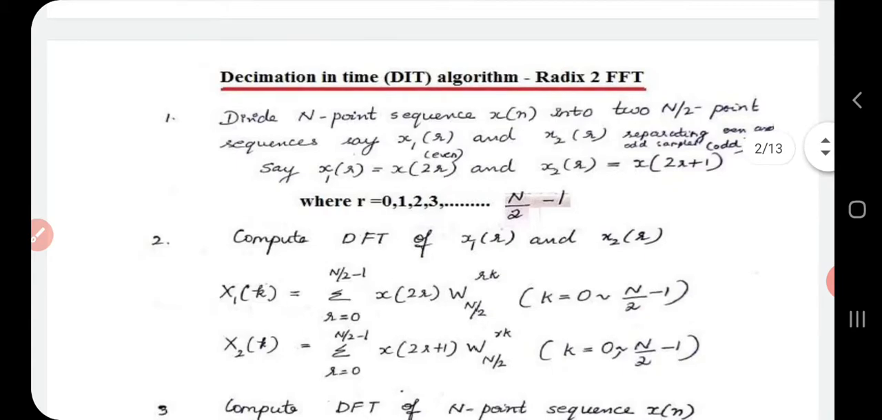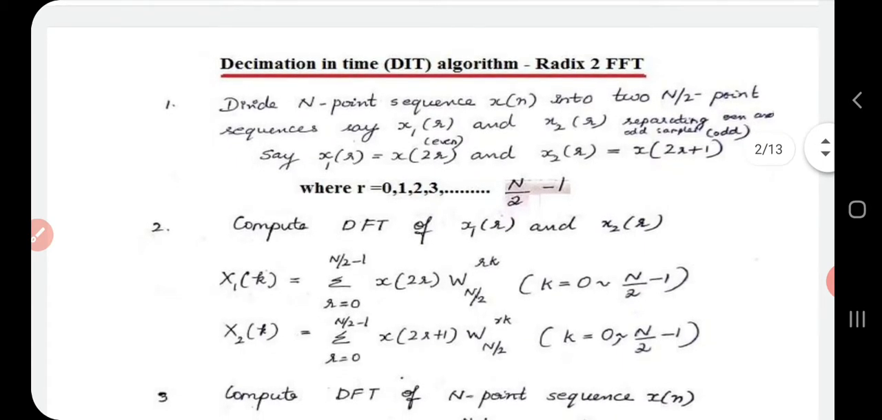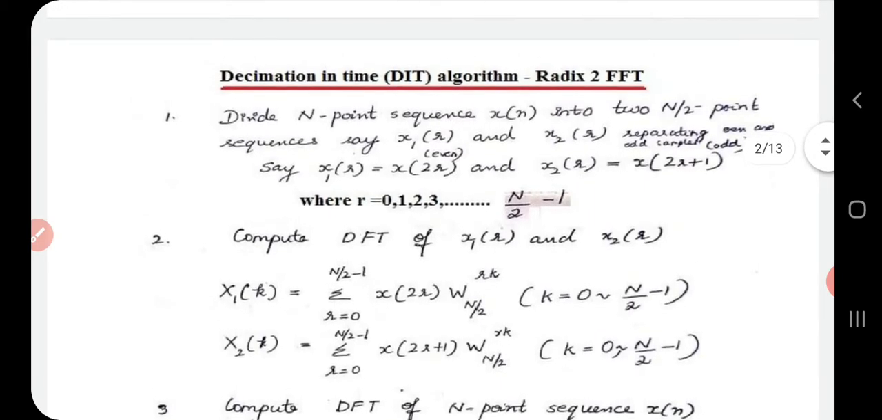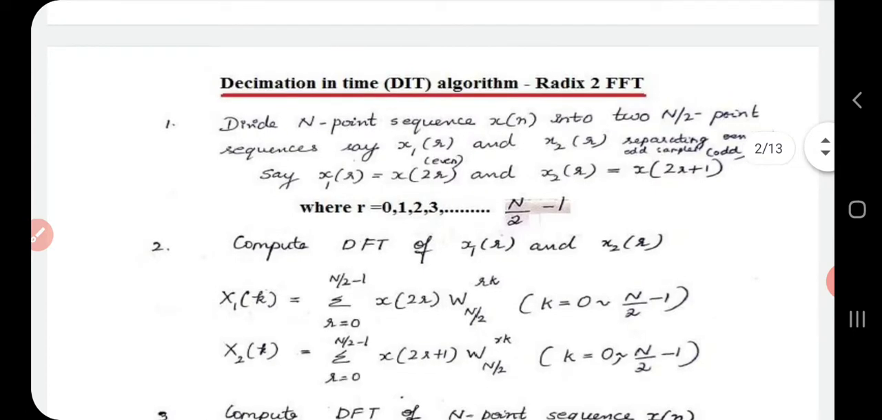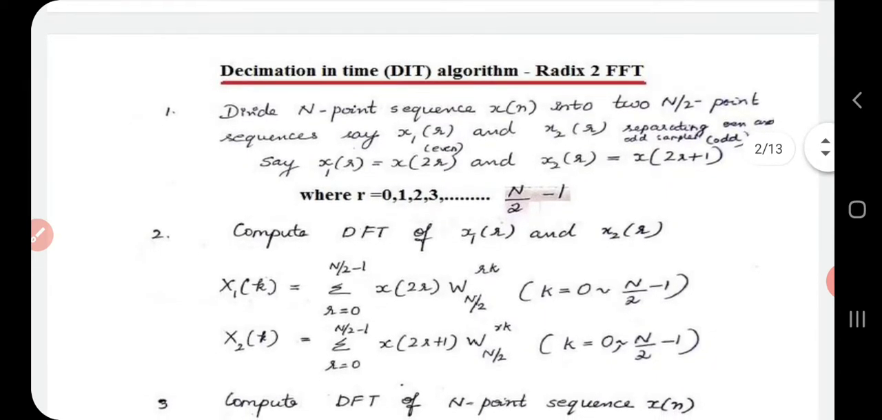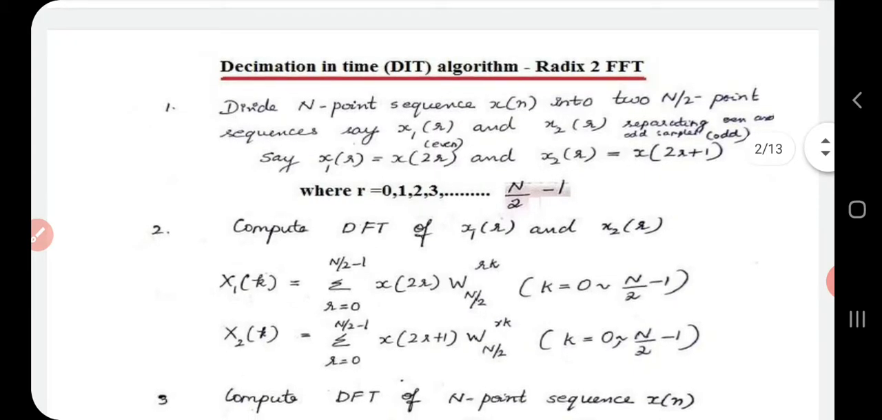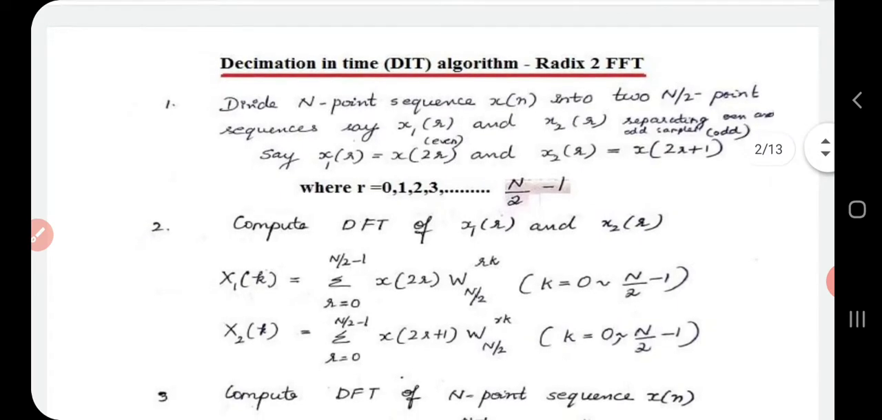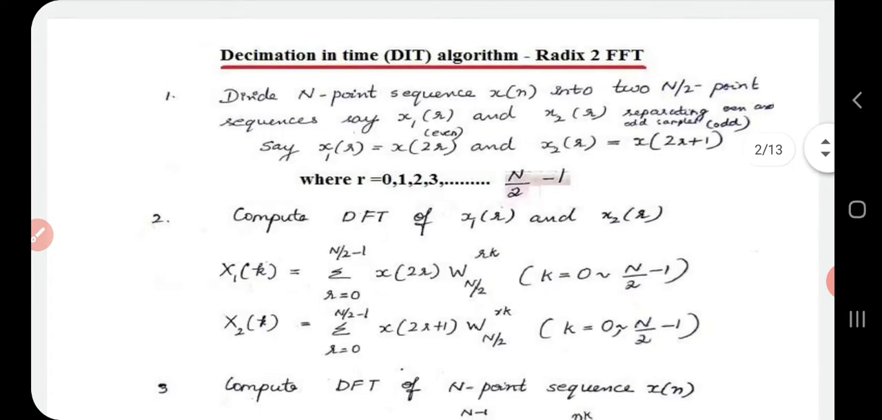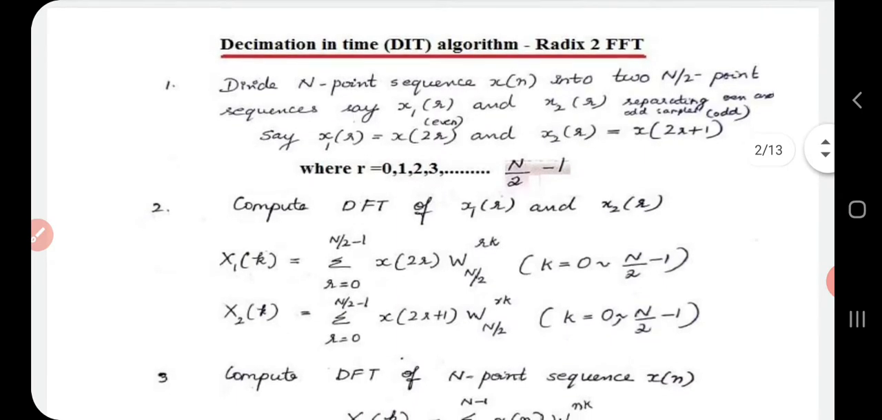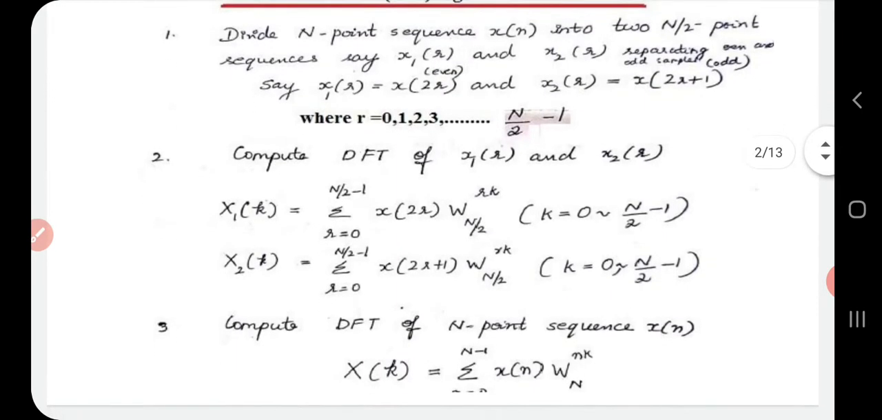Now let us begin with the decimation in time algorithm based on radix 2 FFT. As already discussed in the last class, the basis behind decimation in time is that if you are given an N point sequence, say x of n, you divide it into two N by 2 point sequences, say x1 of r and x2 of r. Here x1 of r represents even components and x2 of r represents odd components. So we can write x1 of r as x of 2r and x2 of r as x of 2r plus 1, because it is representing the odd component, where r ranges from 0 to N by 2 minus 1.